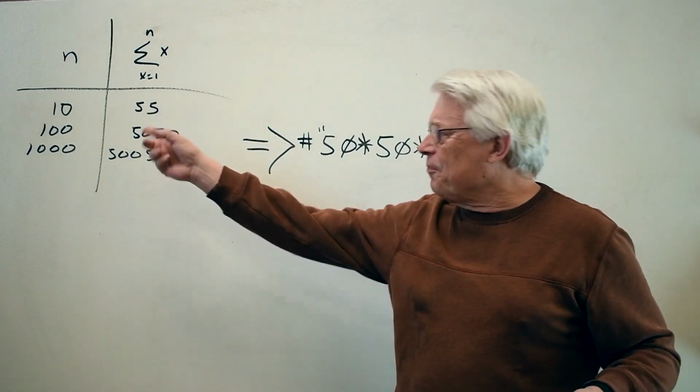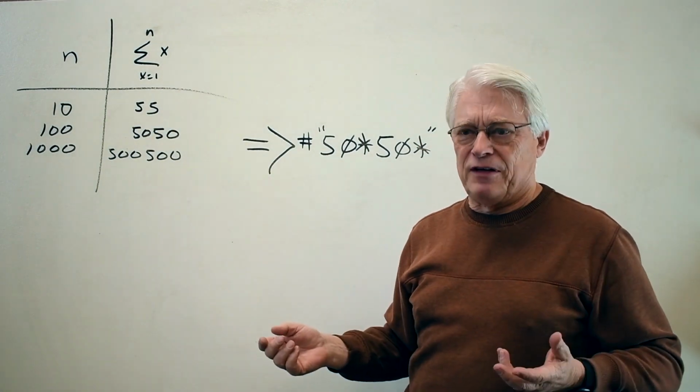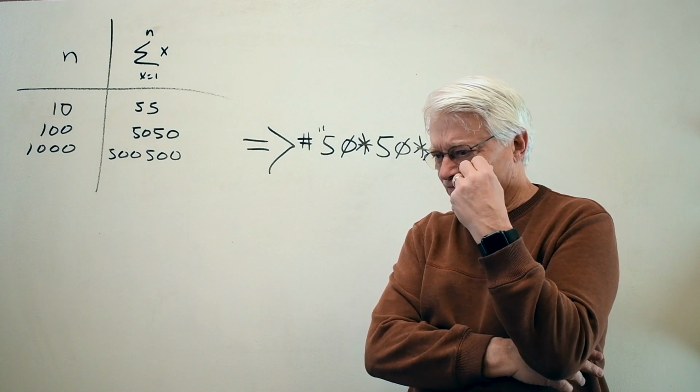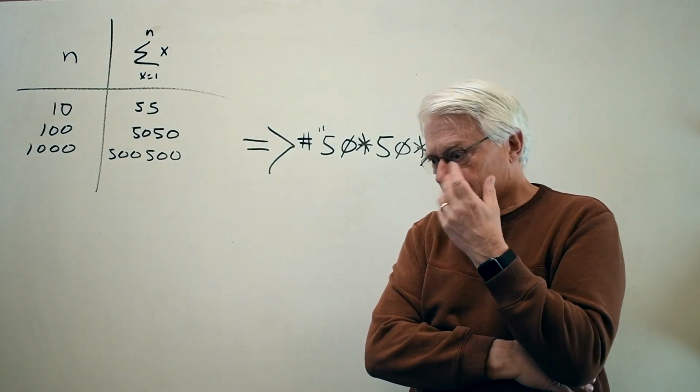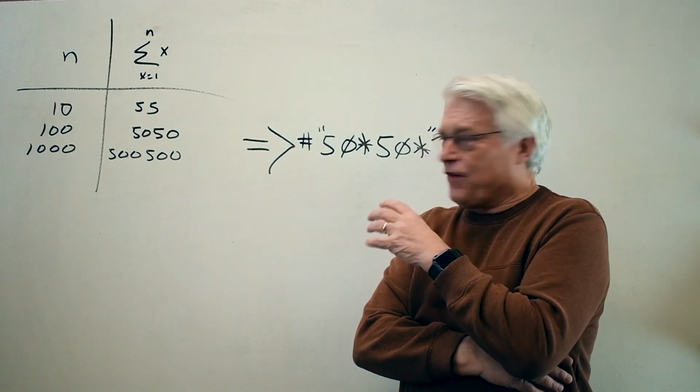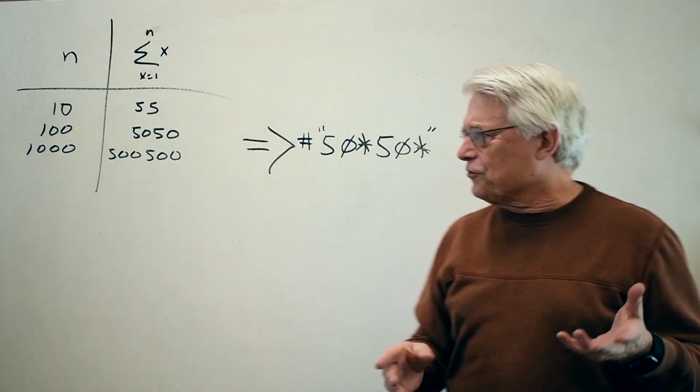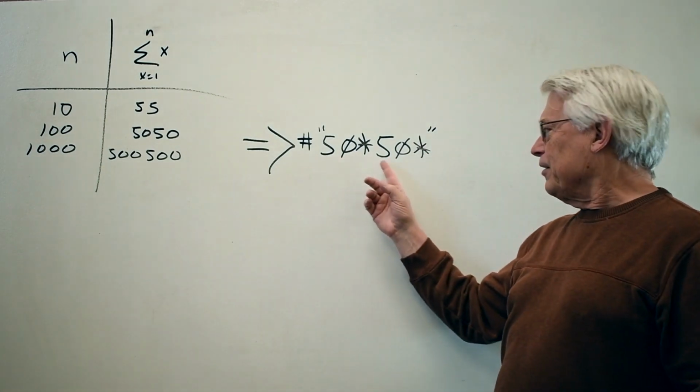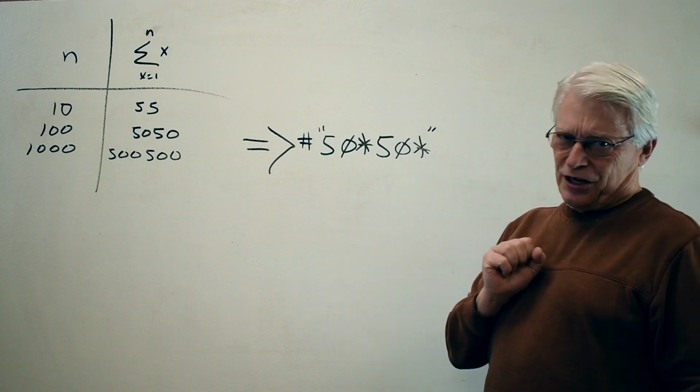So the sum up to 10 is 55, and the sum up to 100 is 50/50, and the sum up to 1,000 is 500/500, and of course all of those results would match this lovely regular expression, 50 star, 50 star.